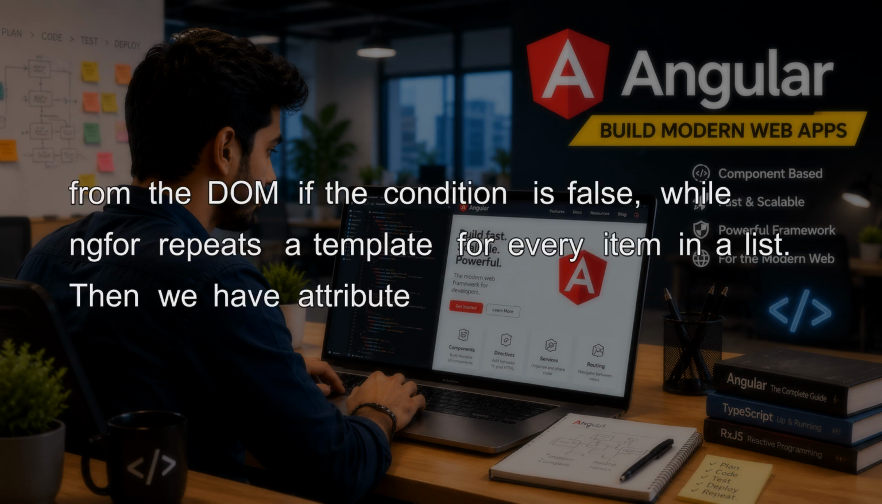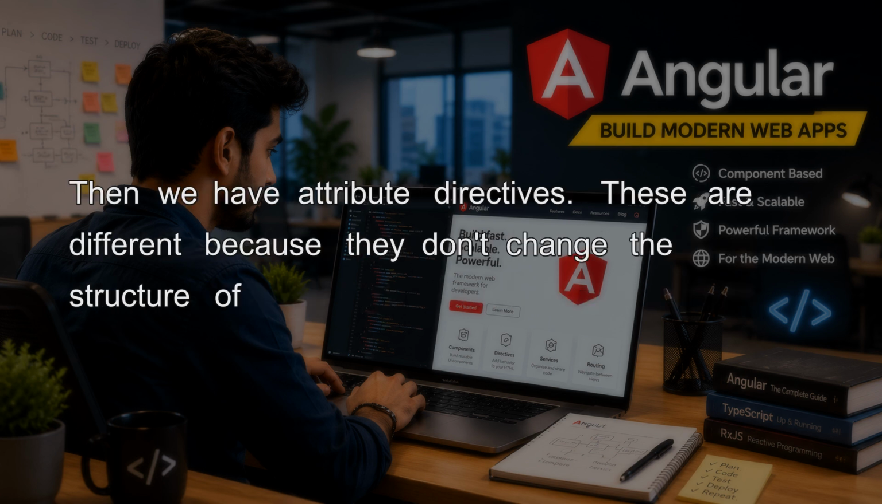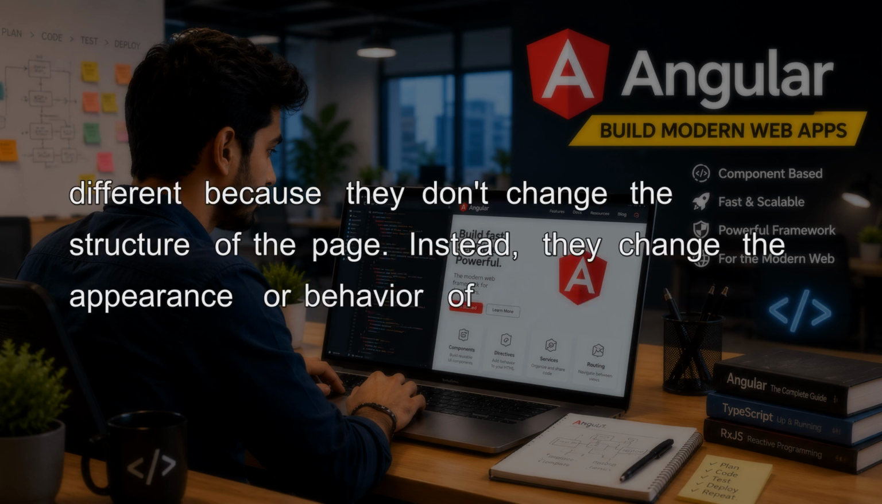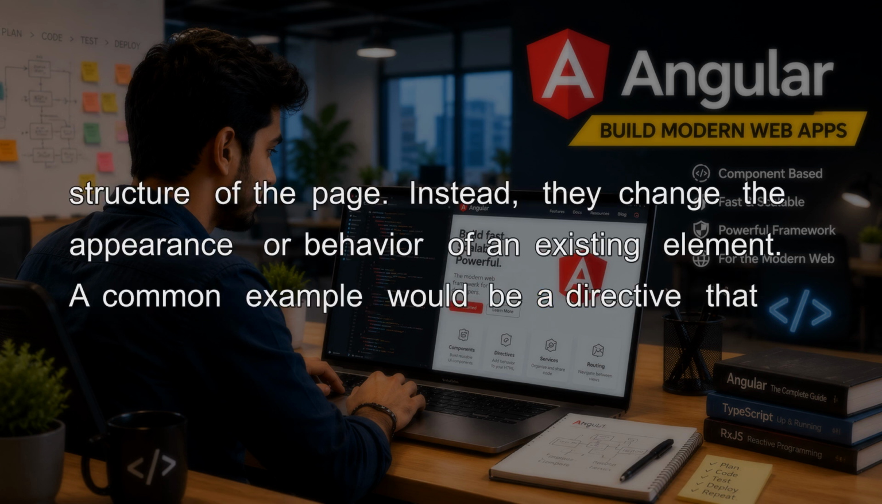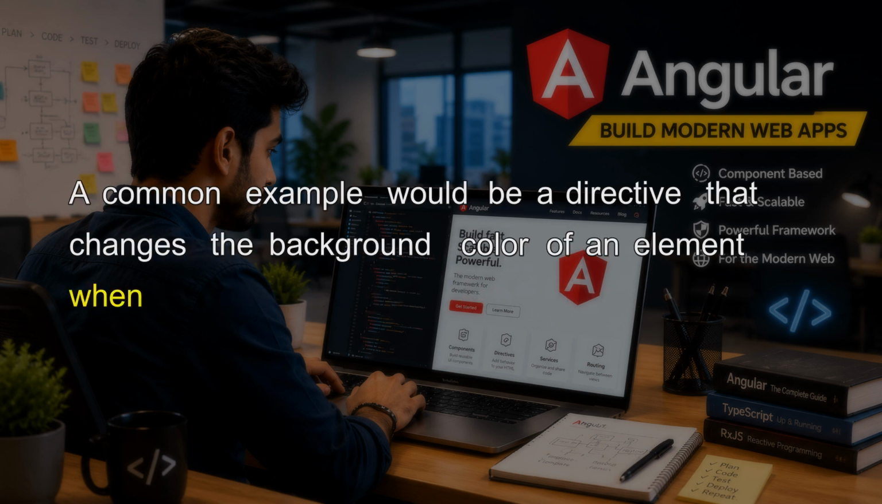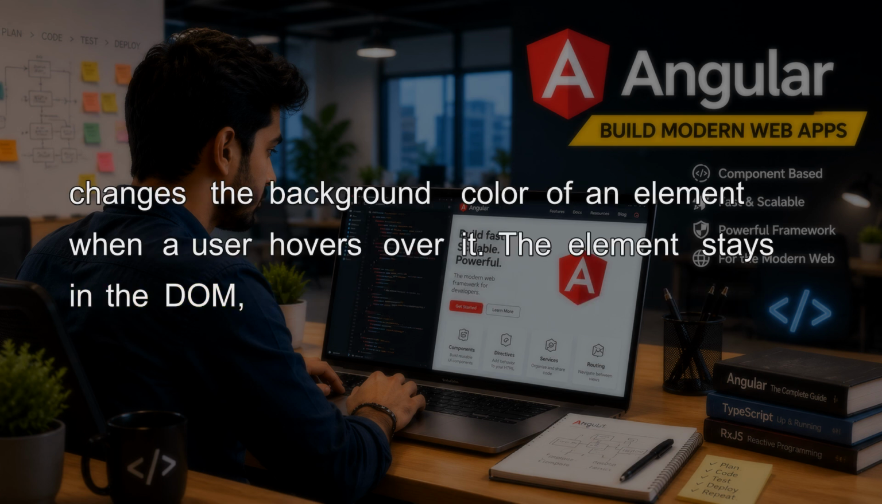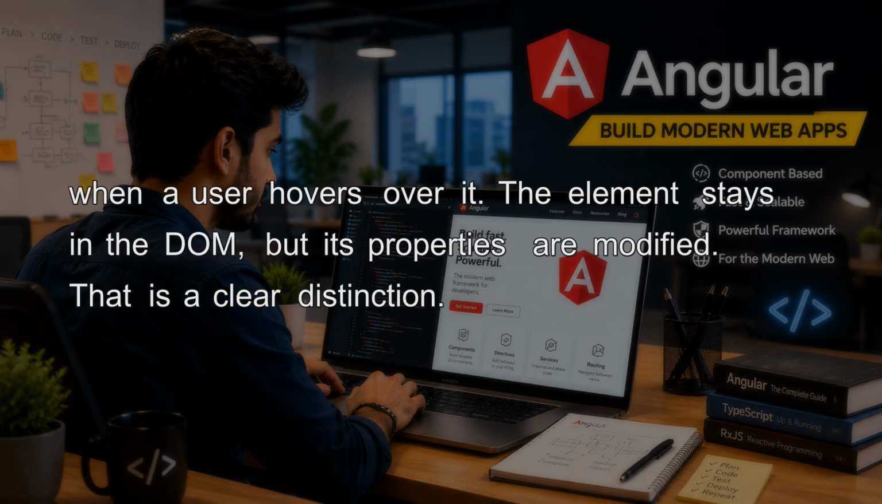Then we have attribute directives. These are different because they don't change the structure of the page. Instead, they change the appearance or behavior of an existing element. A common example would be a directive that changes the background color of an element when a user hovers over it. The element stays in the DOM, but its properties are modified. That is a clear distinction.